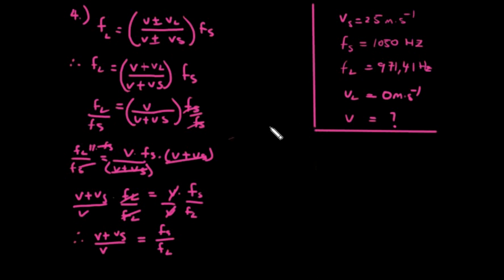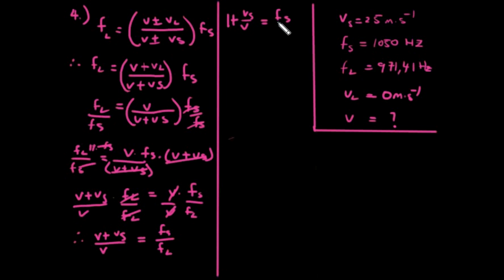There, then I can have some more space to work with. All right, perfect. Now over here I'm going to continue, but I'll rule a line down here as well, just to separate the spaces. All right, so I had that, so now I have 1 plus vs over v, because v over v is 1, is equal to f of s over f of l.